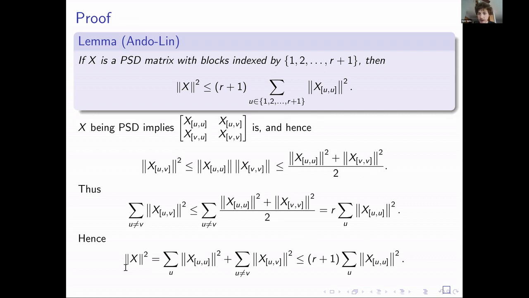So the norm squared of X is equal to the sum of the norm squares over the diagonal blocks plus the norm squares over the off blocks. And now we've just upper bounded the off diagonals in terms of the diagonals, and replacing that gives you exactly what we want to prove.